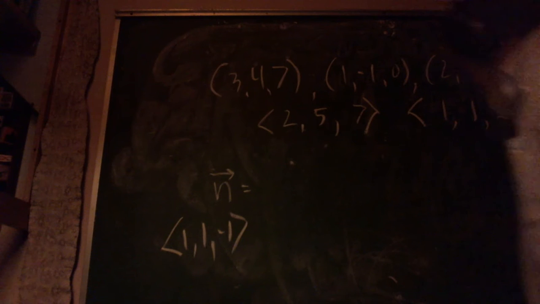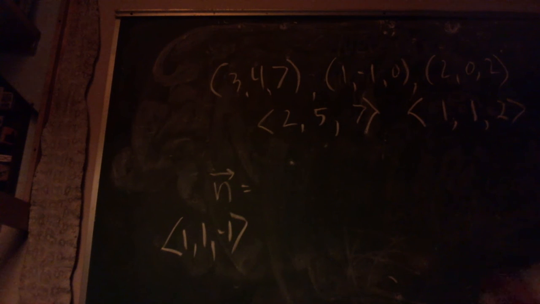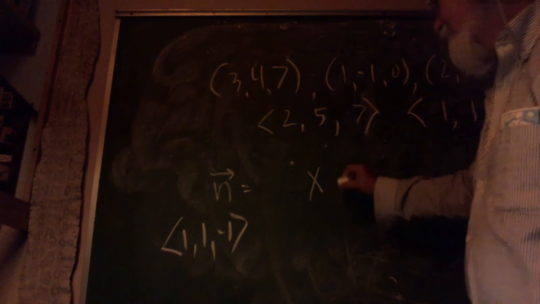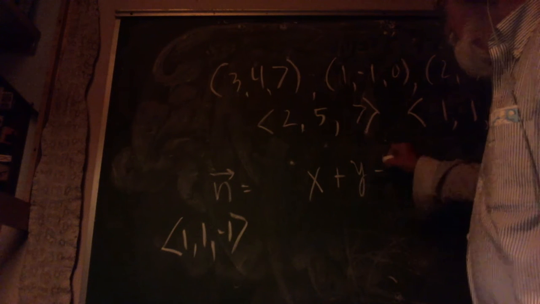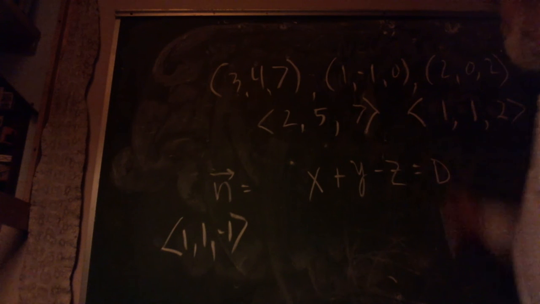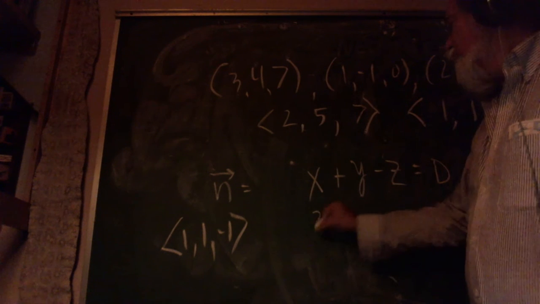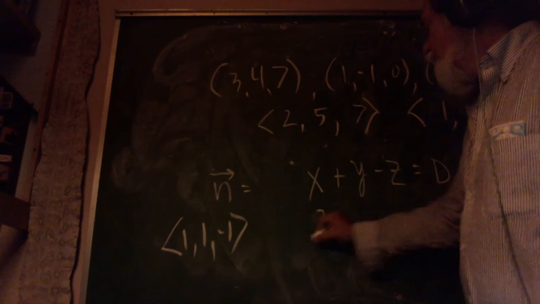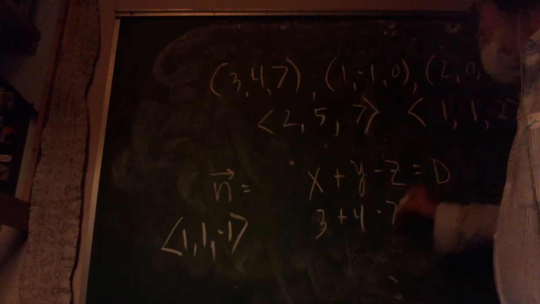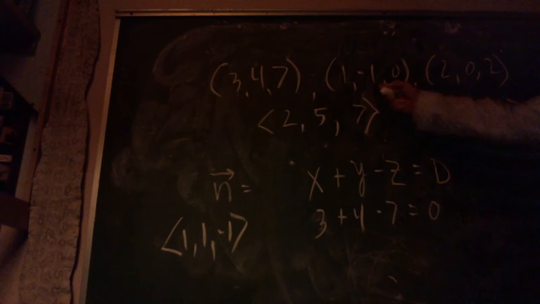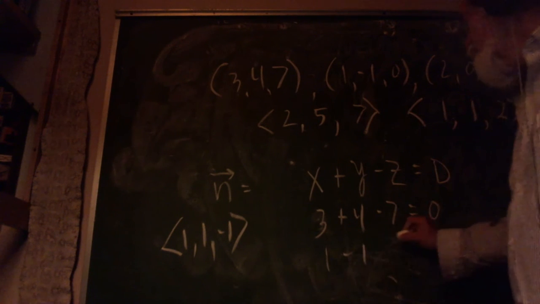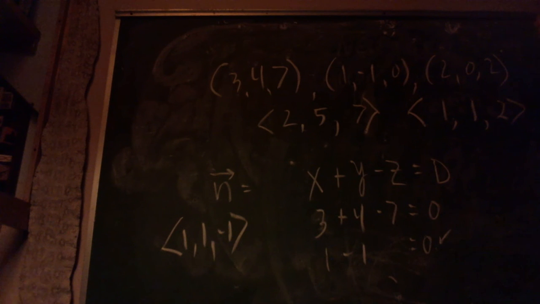Those are my ABC for the equation of the plane. So I have x plus y minus z equals big D. And I can put in any point. So when I put in 3 plus 4 minus 7, that equals 0. I'm going to double check with 1 minus 1 equals 0. Yep. And that means, of course, this is the equation to the plane.